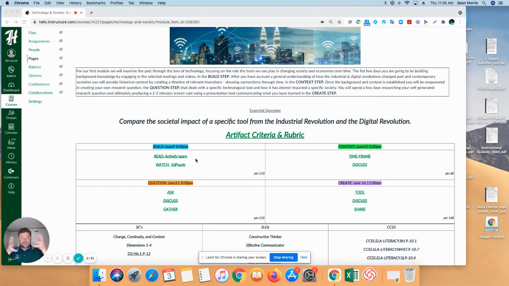Discuss is you posting on a discussion board to look at what other people are researching, how other people are constructing this, and then also to get some feedback from them. And then the gather component is where you go out and you gather information relative to your chosen research question. What technologies are you researching in the industrial and the digital? How do they relate? You're building that knowledge.